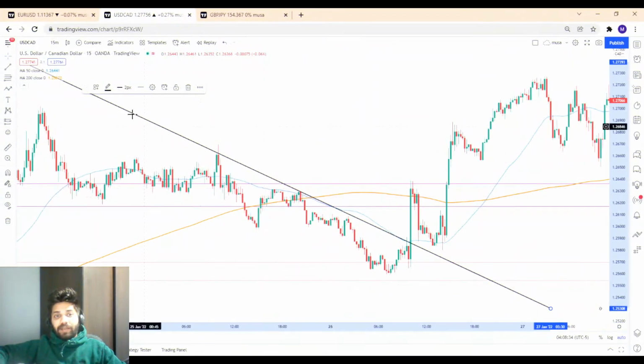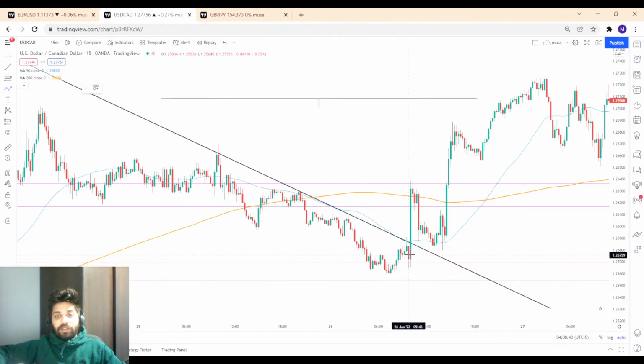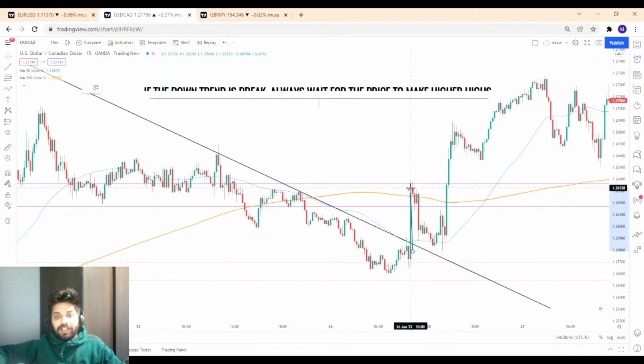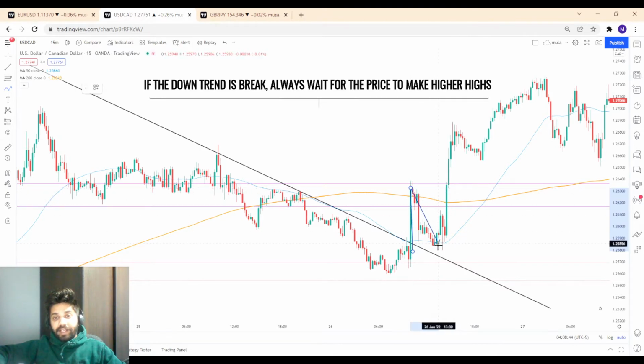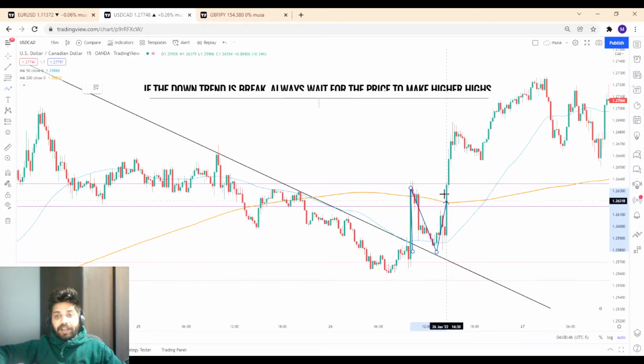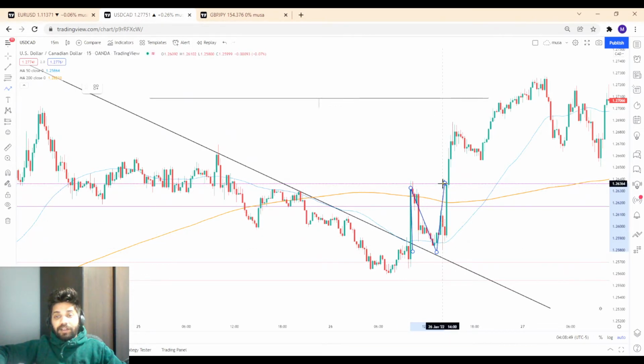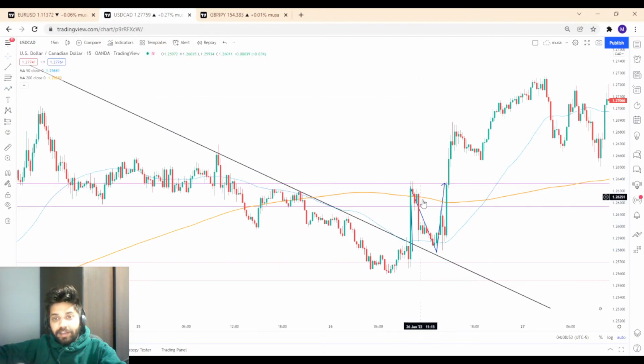As we can see, the price has successfully broken this trend line, but it has not made higher highs. So what I will do is wait for the price to make higher highs. We can see that the price broke, it gave a retest and it made a higher high. So I would have entered at this point. I would have entered at this area, not at this area.